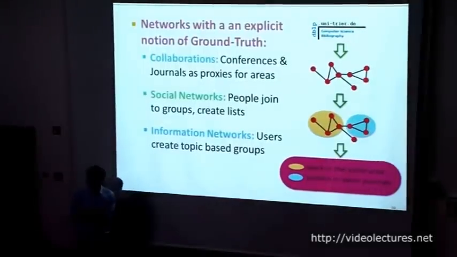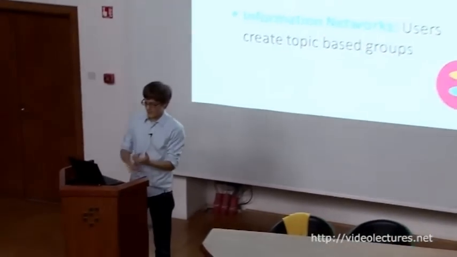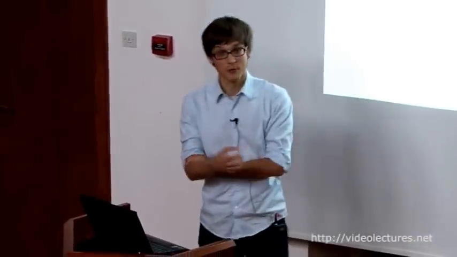And here is basically the idea. The idea was to go and try to find networks where there is an explicit notion of ground truth. So if I go back to my collaborations example, maybe a good proxy for the ground truth communities in collaboration networks could be conferences or journals. You would think that communities in a collaboration network would correspond to scientific disciplines or subdisciplines, and scientific disciplines have their own journals. So maybe a good proxy for a scientific community are all the people that publish in the same journal.